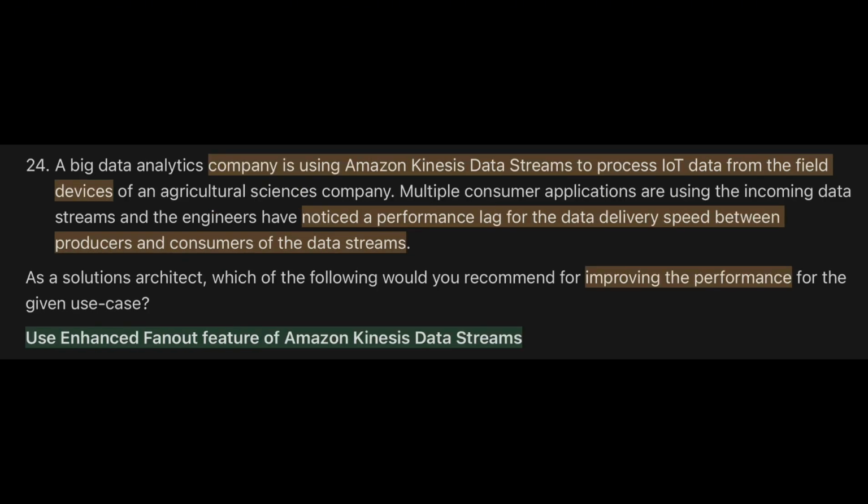And now let's say a company is using Amazon Kinesis Data Streams to process IoT data from field devices, and they notice a performance lag for the data delivery speed between the producers and consumers of the data streams. So to improve this performance, you could use the enhanced fan-out feature of Amazon Kinesis Data Streams.